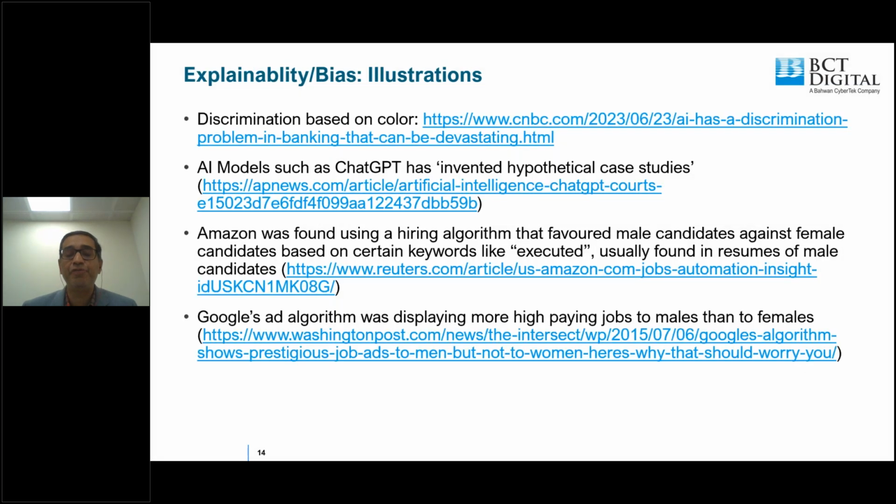These are some of the real life scenarios where models have been found to be biased. For example, in the US, fintech institutions have been found to be running models which discriminate based on color. And there are other examples as well. It's there on the internet, and you can go through that at leisure. One interesting case is in Australia, where ChatGPT invented hypothetical cases which were presented to the court. The legal cases in fact do not exist at all, because of some kind of bias that went into the model. So these are quite interesting cases that one can read about.